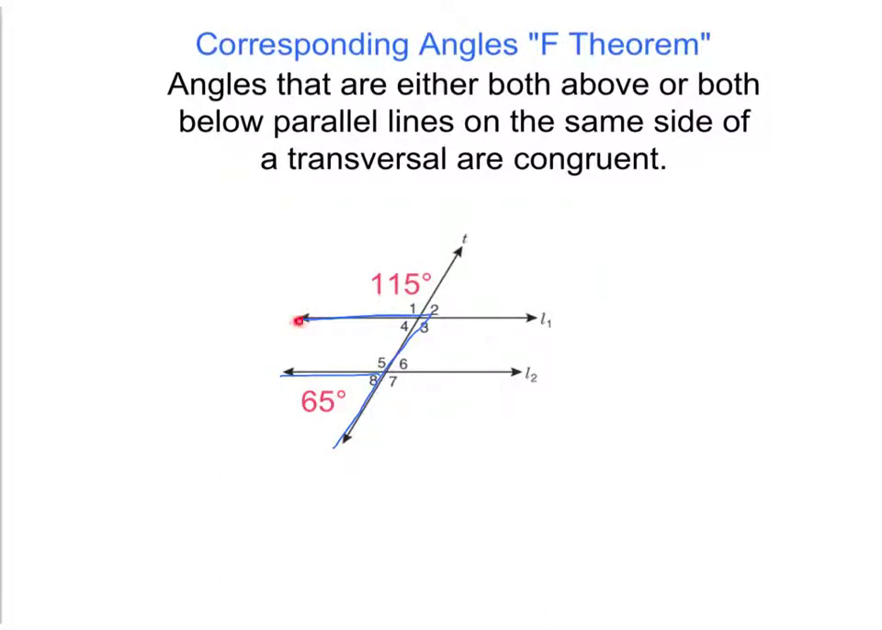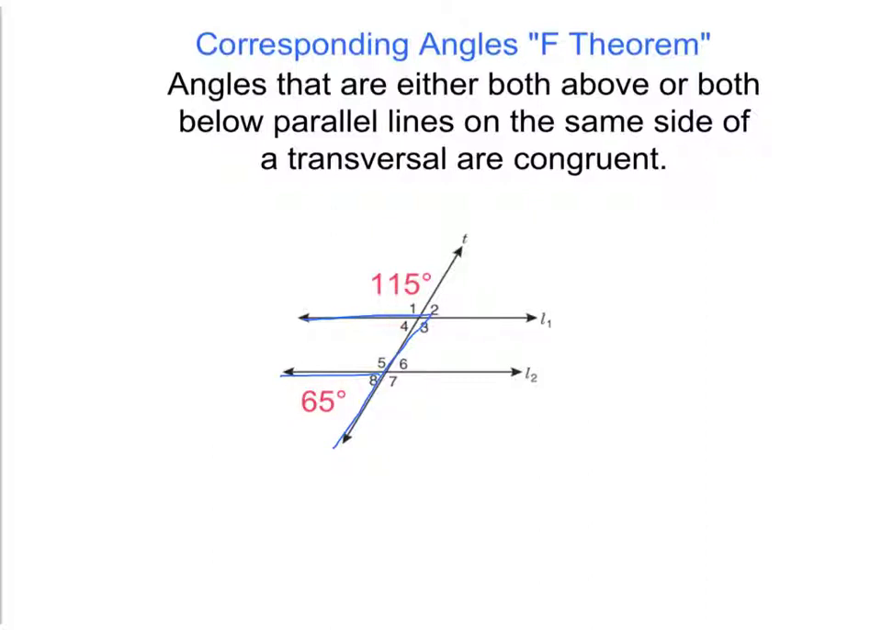We can also use a backwards F to help us figure out corresponding angles on the other side of the transversal. So now we're looking to the left side of this transversal line. So again, if we use the letter F, the angles that are both above the parallel line are congruent, and the angles that are both below the parallel line are also congruent.